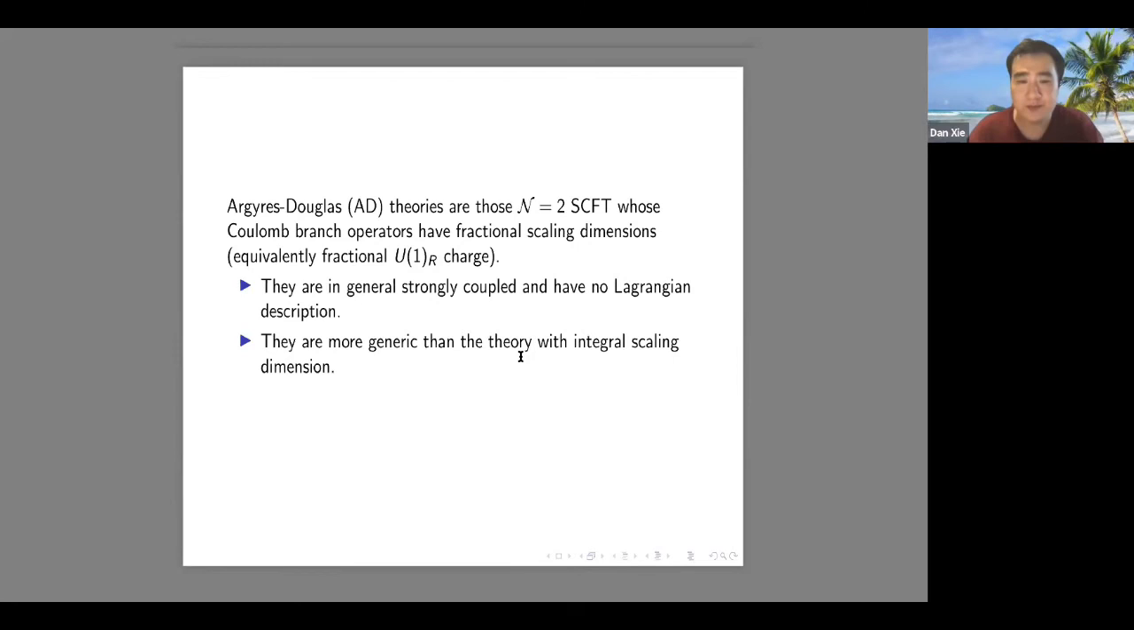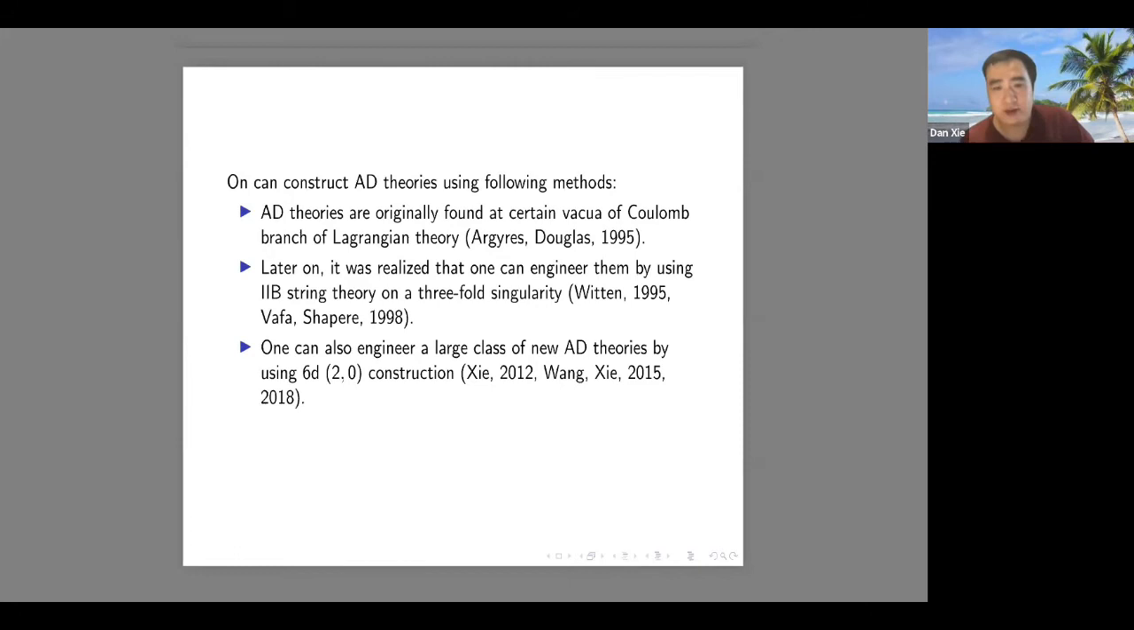Okay, so although these theories are strongly coupled, one can actually construct a lot of them using various methods. There are three main methods that I'll talk about. First of all, originally, the Argyres-Douglas theories were found at a certain vacuum of the Coulomb branch of a Lagrangian theory. This is how this class of theories was originally found by Argyres and Douglas in 1995. This method was later generalized, if I remember correctly, by the Japanese school, who found the ADE classes.